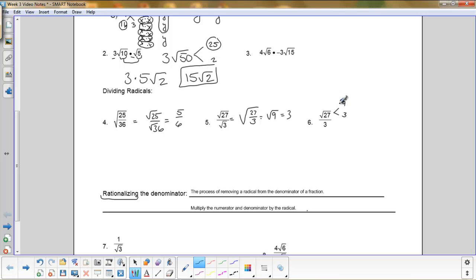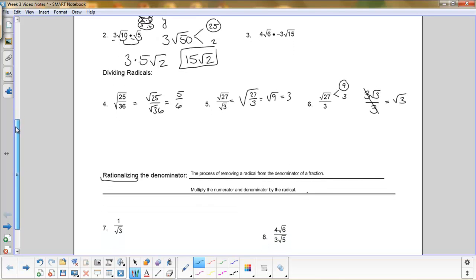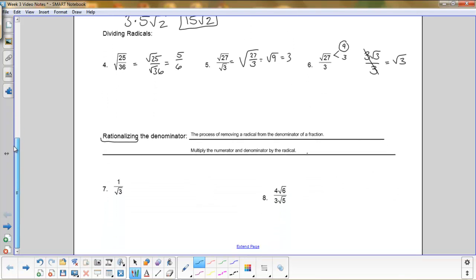And the reason is because 9 is a perfect square, and the square root of 9 is 3. So that's 3 square roots of 3 divided by 3. I can cancel out the 3's, and the remaining answer is my simplified expression, the square root of 3. So those are 3 different places where you will be able to simplify radicals involving fractions or dividing them.